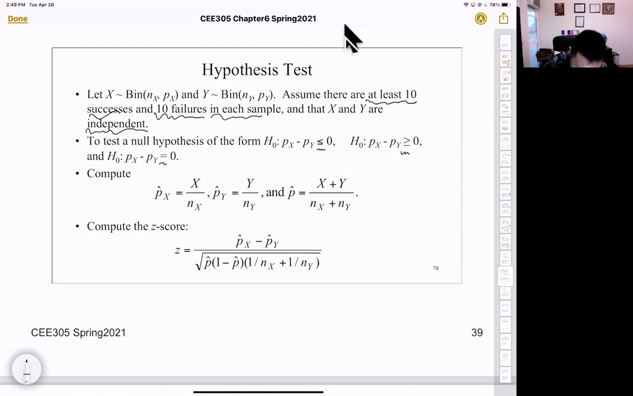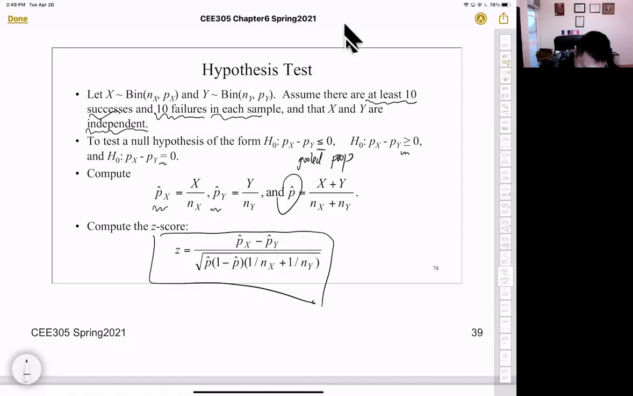This is the sample proportion Px, Py. This is the so-called pooled proportion. The equation for the z-score is this, as a function of the sample proportions and also the pooled proportion. All right. So after getting the z-score, we get the p-value.